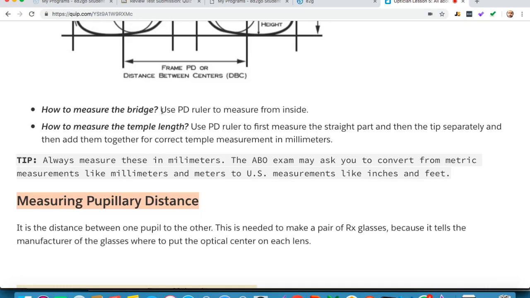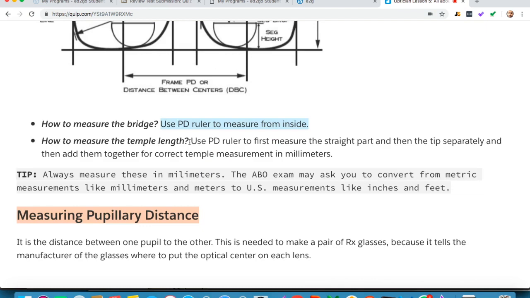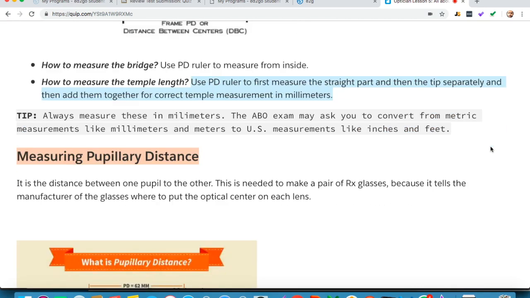How to measure the bridges. Use a PD ruler to measure from the inside of the bridge. How to measure the temple length. Use a PD ruler to first measure the straight part and then the tip separately, and then add them together for correct temple measurements in millimeters. Always measure these in millimeters.